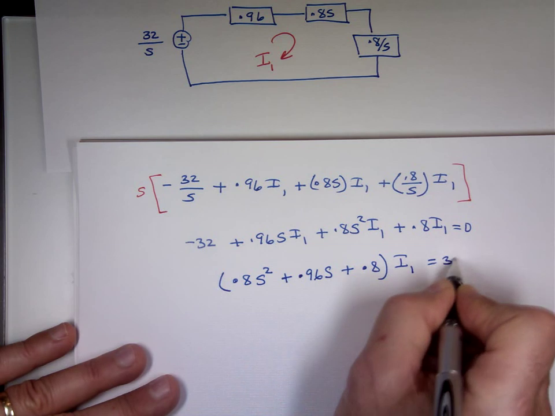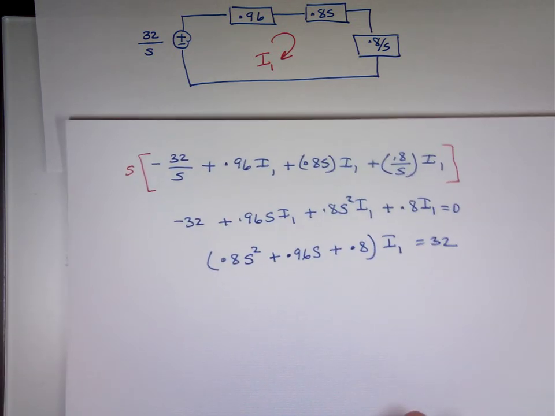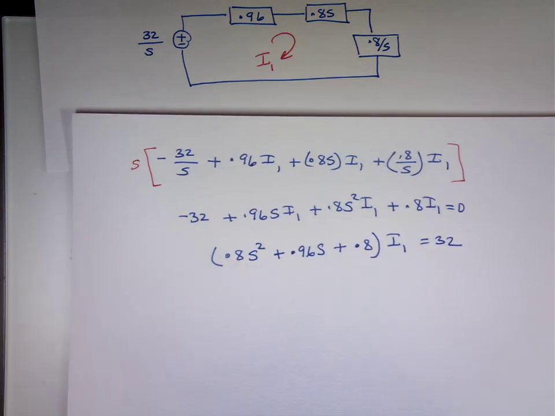You know what? I don't like that 0.8. What about if we divide everything by 0.8? Would that make the numbers better? Well, that all depends on 0.96.